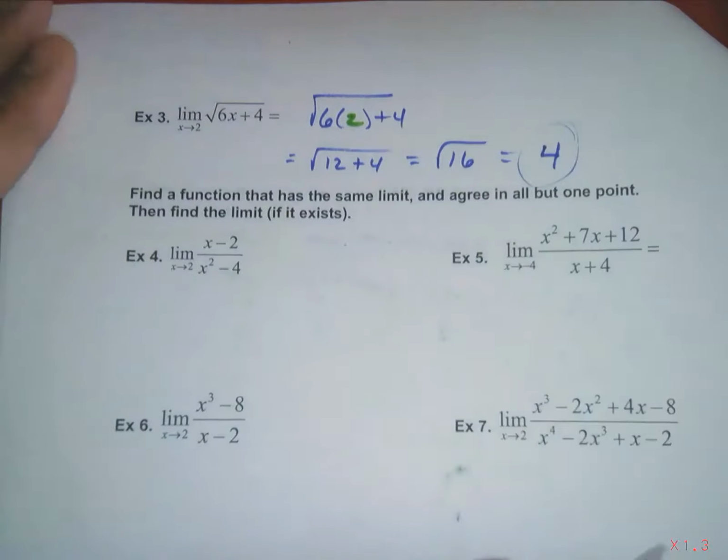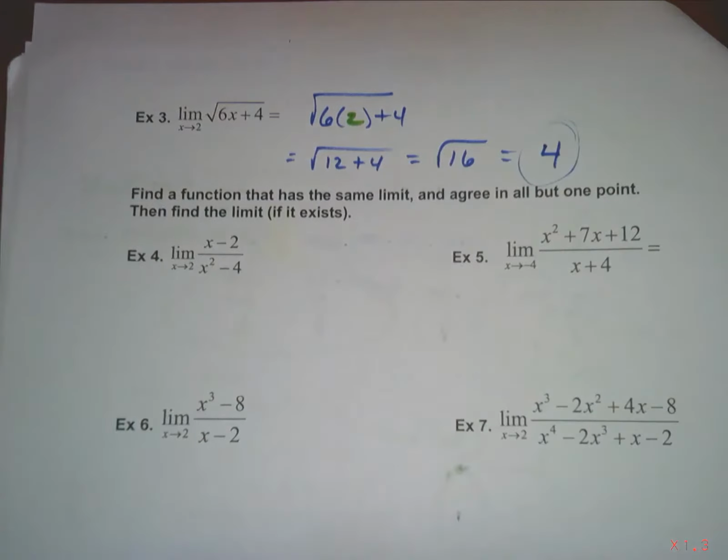And guys, I always get the question, is it plus or minus 4? And the answer is no, it's just 4. Okay, you're not square rooting both sides of an equation where you need the absolute value or plus or minus. So it's just 4 is your answer.